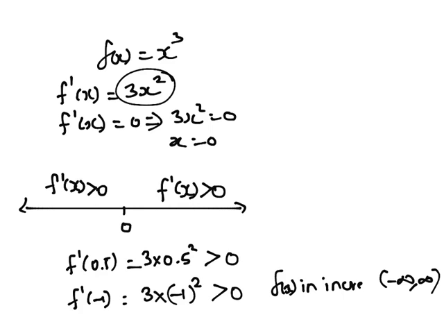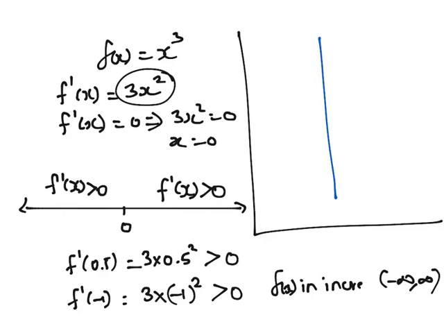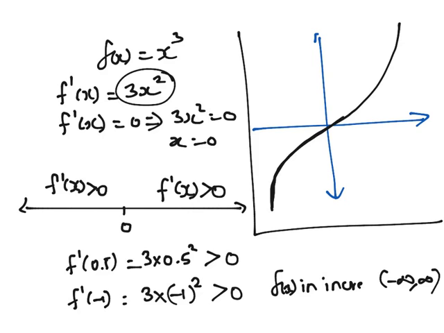So let me check whether it is right or wrong. So this is the y-axis. This is the x-axis. So the graph will look like this. As you can see, it is an increasing function throughout. So which is correct, right? One more example.